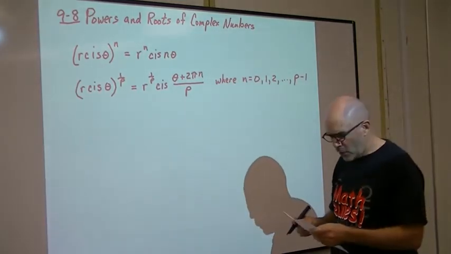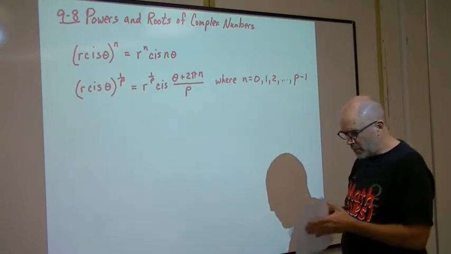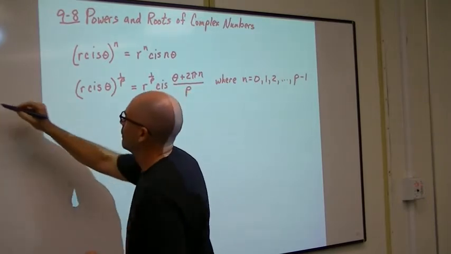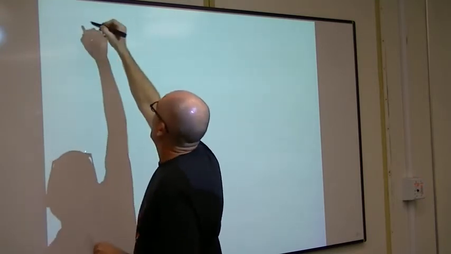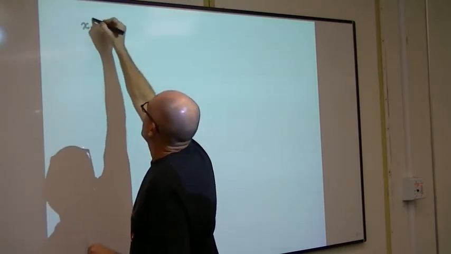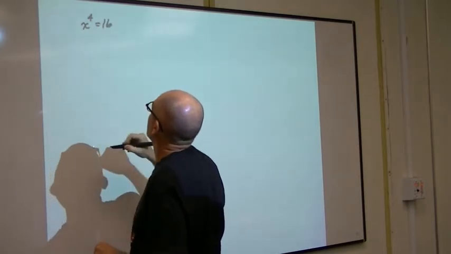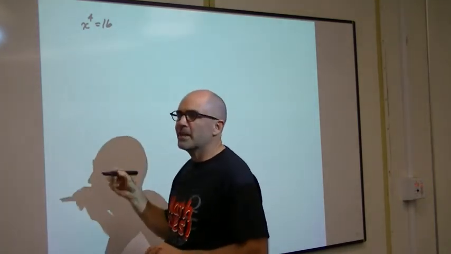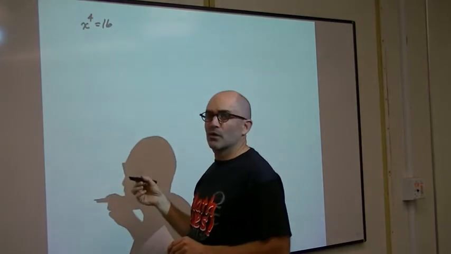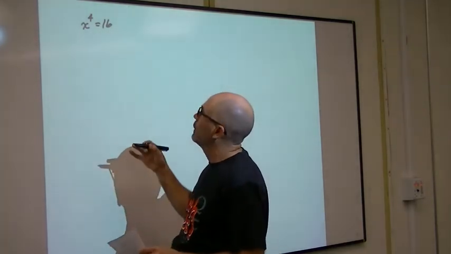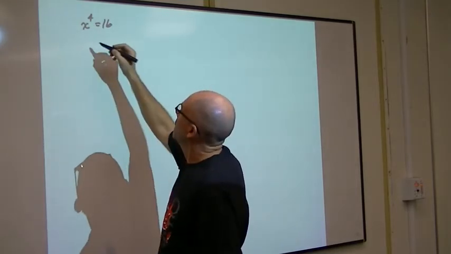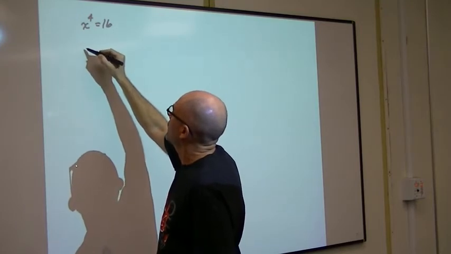Okay, so let's try an example problem here. If I have the equation x to the 4th equals 16, we want to find out what x is. So you probably thought that x just equaled 2. Or maybe you thought x equaled plus or minus 2. And you would be half right. But there's a lot more to it than that.